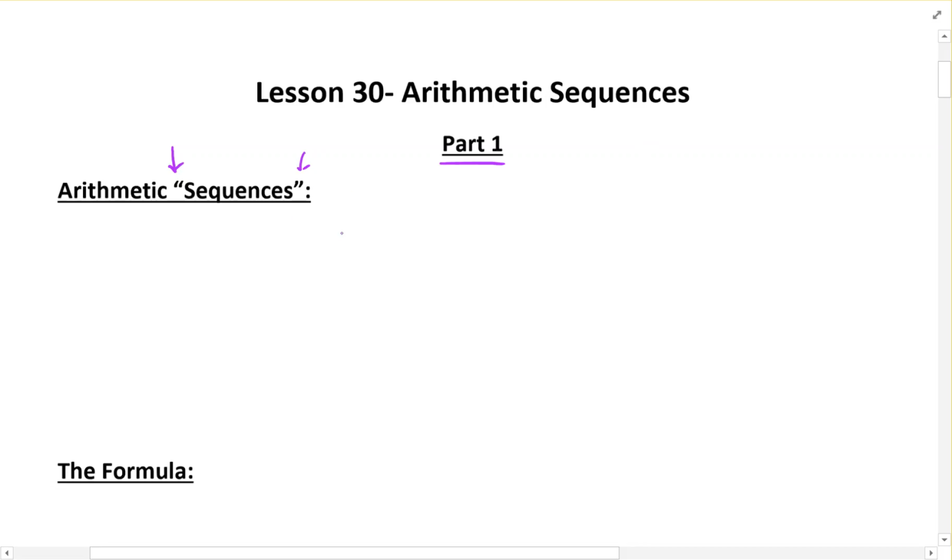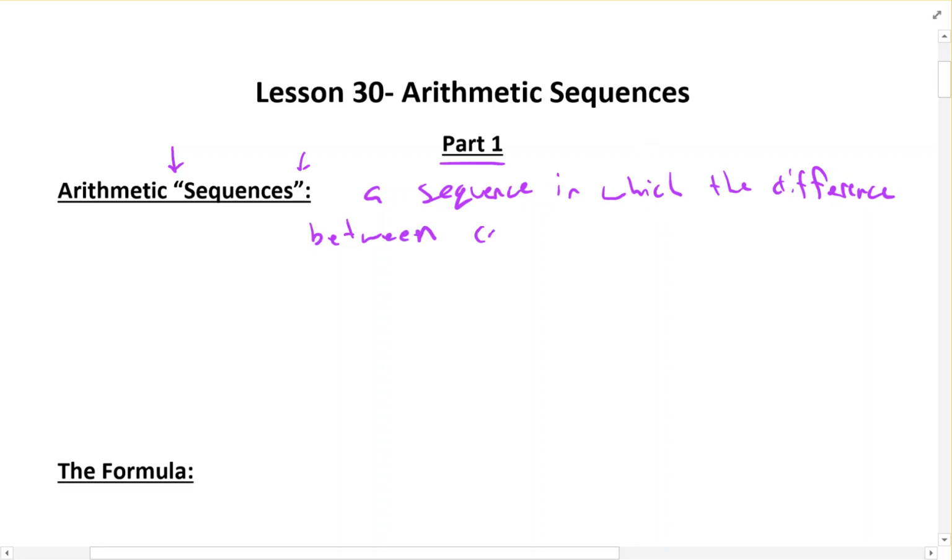So first off, what is it? I'm just going to write it down here, so follow along with me. A sequence in which the difference between consecutive terms is constant. Okay, so what does that mean?